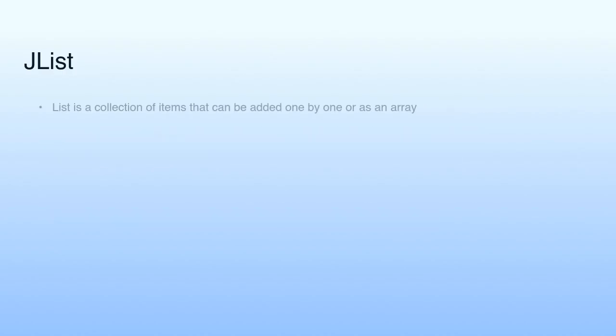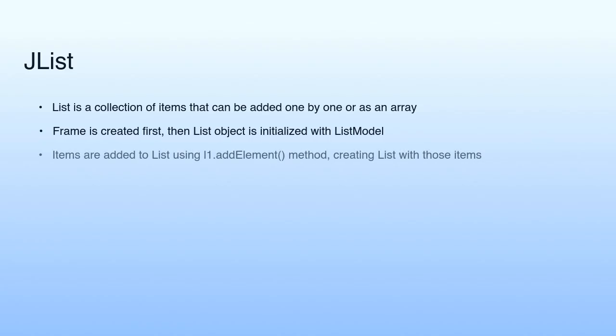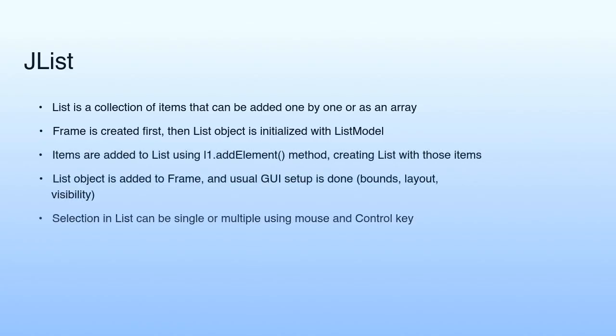A list is a component that displays a collection of items, which can be added either one by one or as an array. In this example, a frame is created first and then a list object is initialized using a list model. Items are added to the list using the addElement method, creating a list with those items. The list object is then added to the frame, and the usual GUI setup is performed, such as setting the bounds, layout, and visibility. Users can make single or multiple selections in the list using the mouse and the control key.